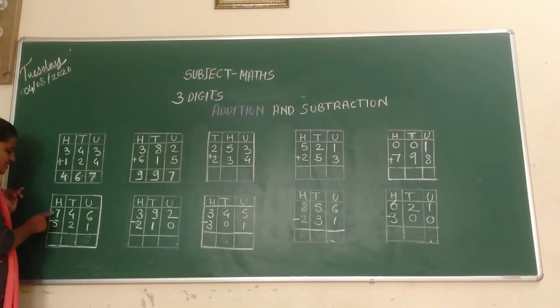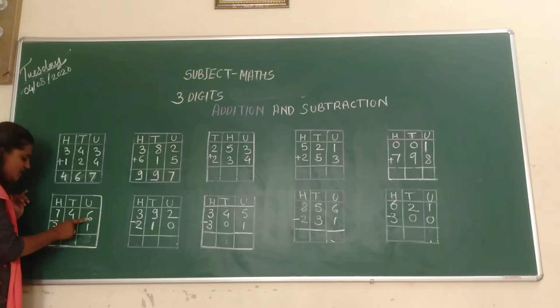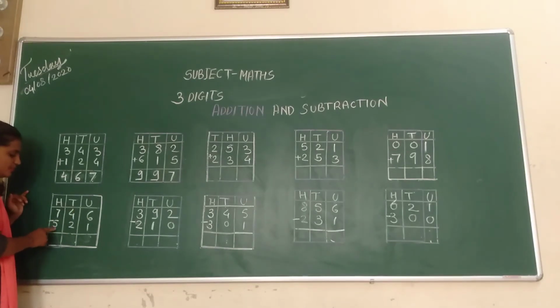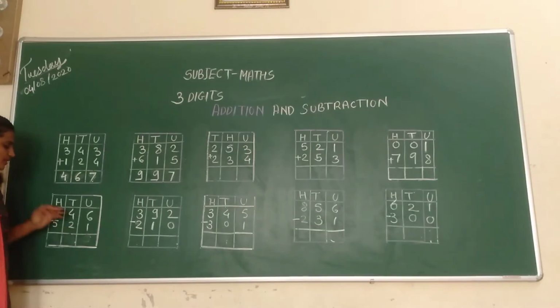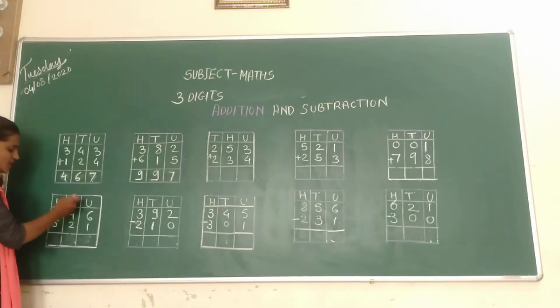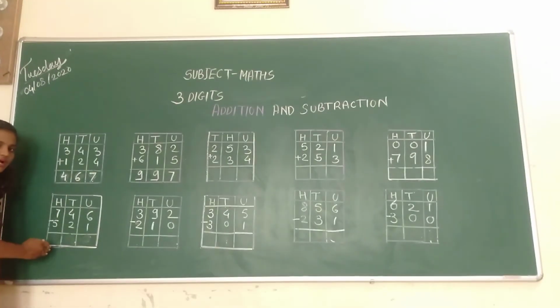See students, 746 minus 521. How will you read it? 746 minus 521. Okay, first we have to do subtraction of the units place, then the tens place, and then the hundreds place.